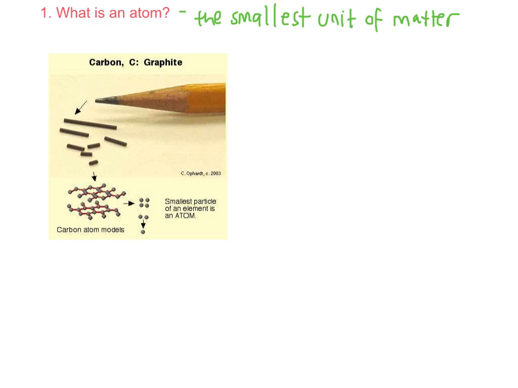An atom is defined as the smallest unit of matter. Now, you might be thinking to yourself that you know there are smaller units. Inside of an atom, there are smaller pieces. But an atom is the smallest unit of matter that still retains, or that still acts like, whatever type of matter it is. So it still retains the properties of whatever element it is.